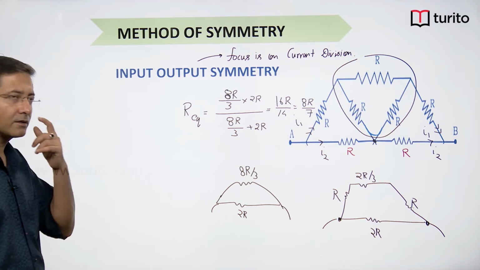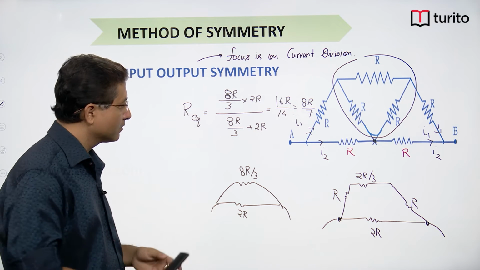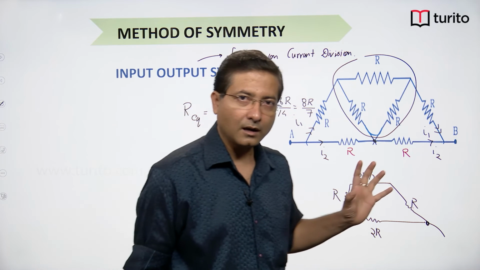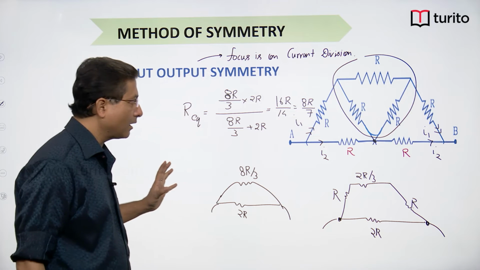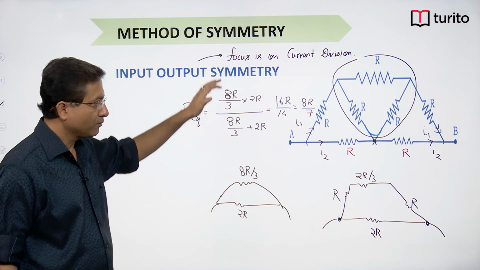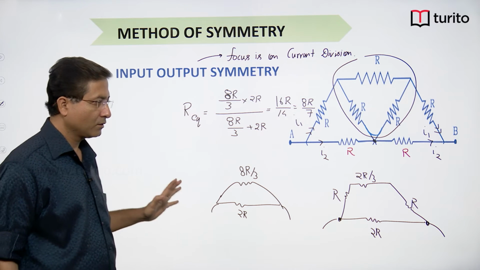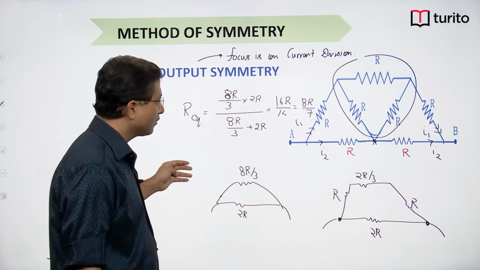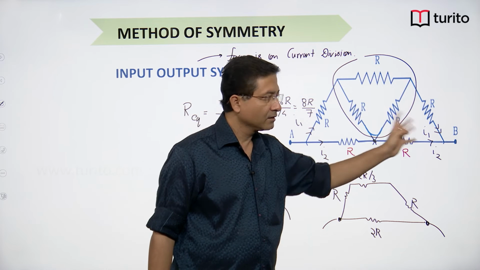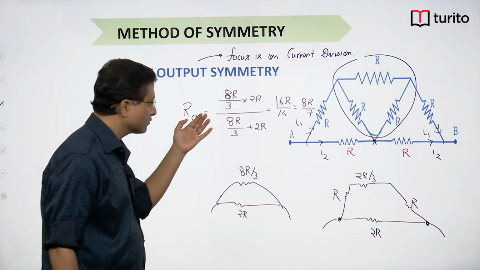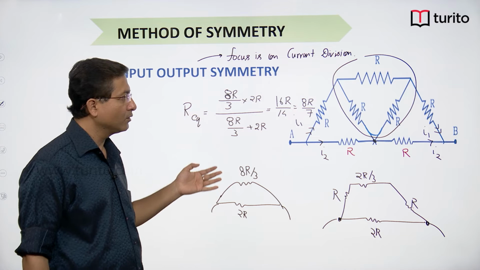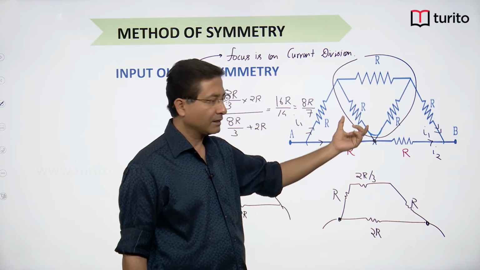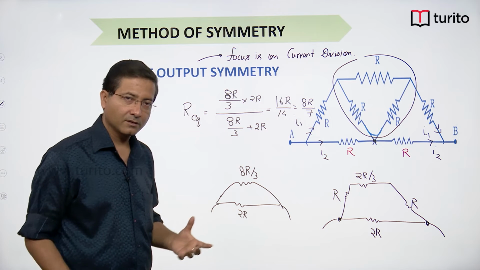So R equivalent of this circuit will be 8R by 7, okay. I hope the first part, how to reduce a circuit after seeing symmetry, is clear. If a circuit has input output symmetry, then our focus will be on current division, how current is getting divided. Once we have the current division, we will come to know which junction can be opened or which resistor can be removed. After deciding that, we can reduce the circuit and we will get the answer.